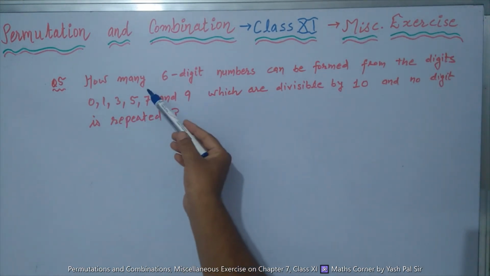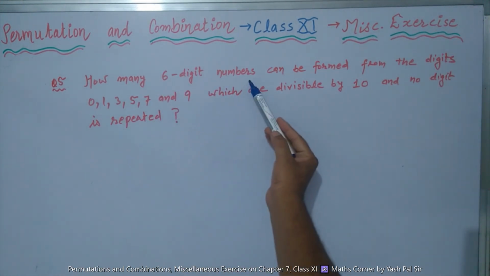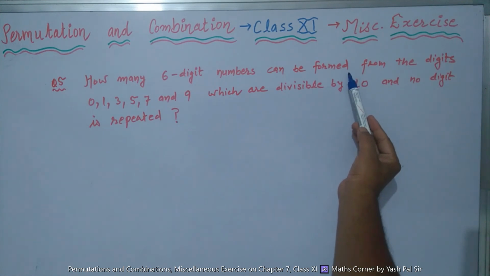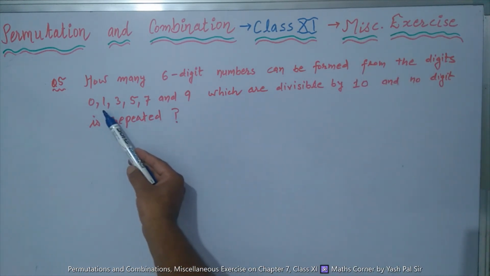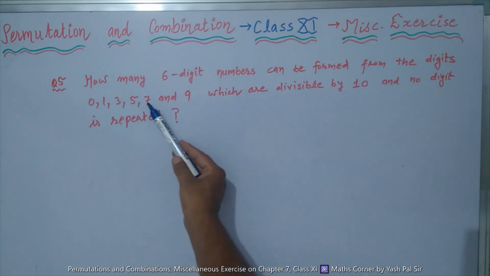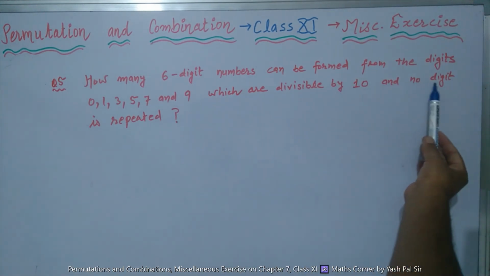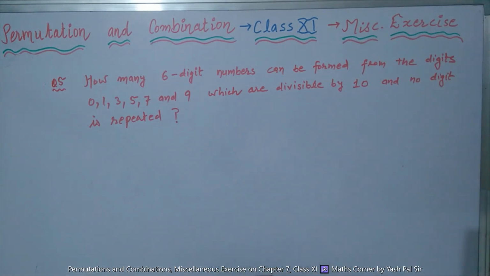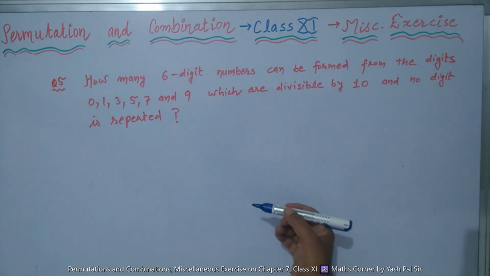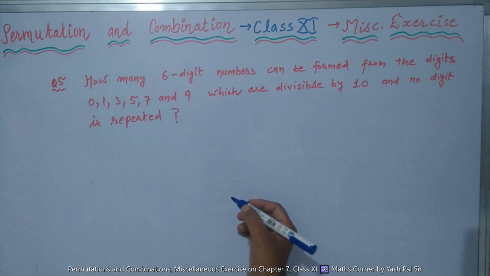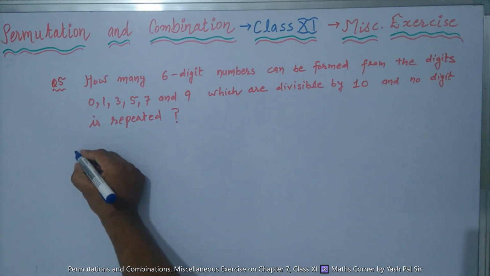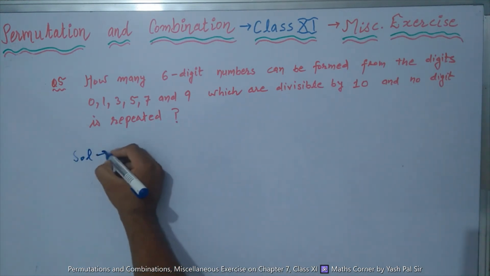Question number 5. How many 6-digit numbers can be formed from the digits 0, 1, 3, 5, 7 and 9, which are divisible by 10 and no digit is repeated? So we see that each and every question of the miscellaneous exercise is very interesting and easy also. So here, how to solve this question?